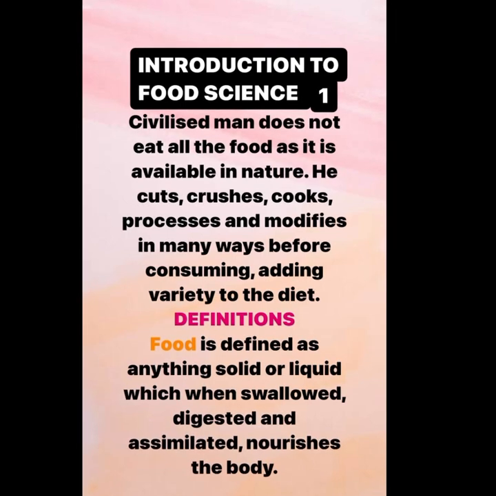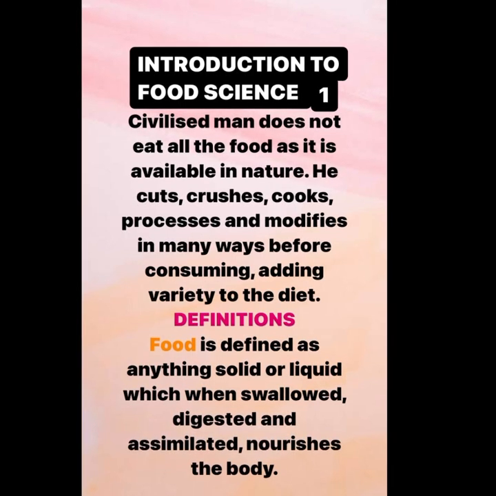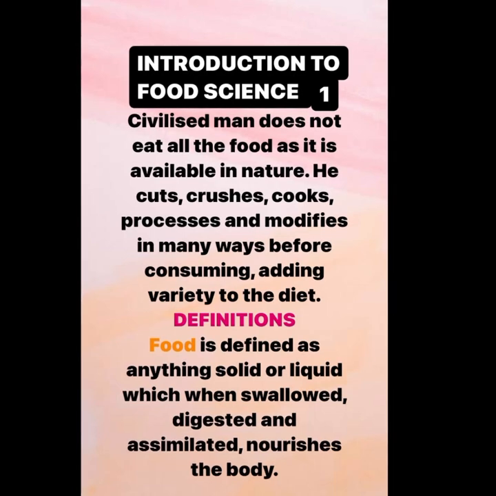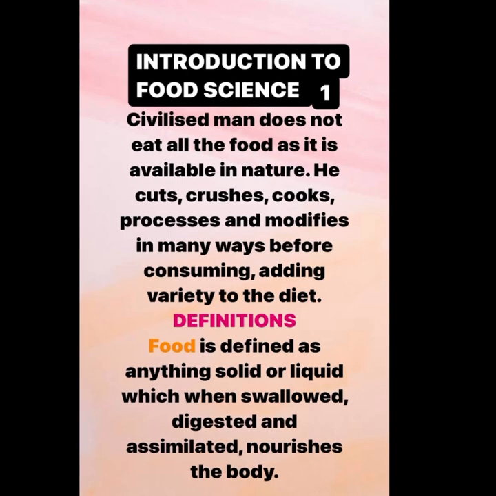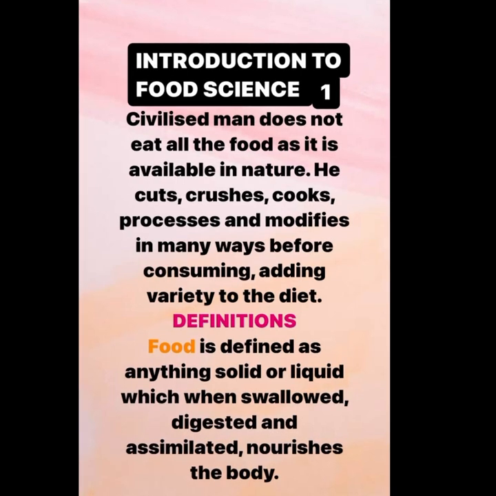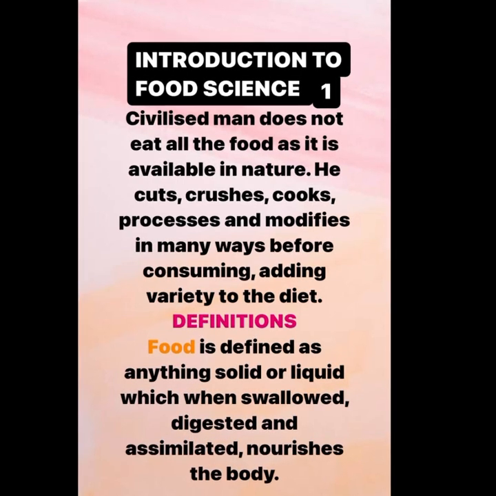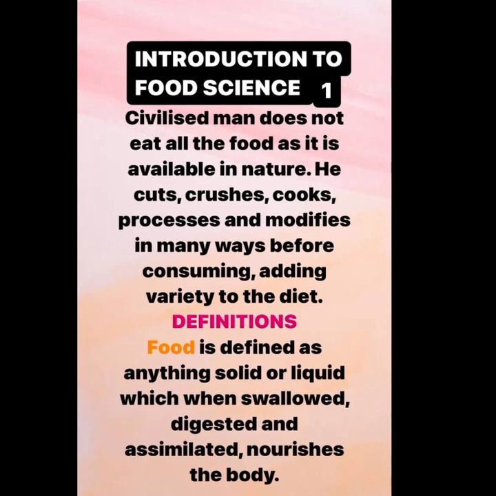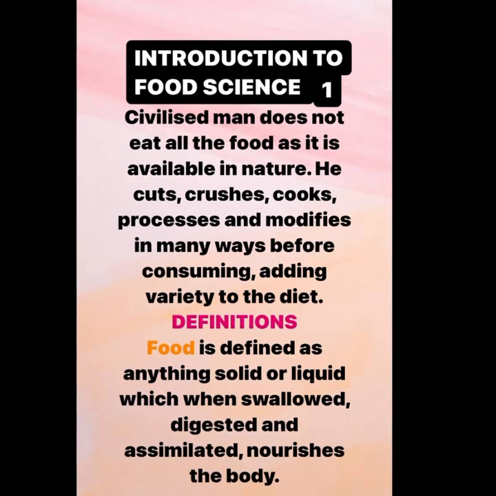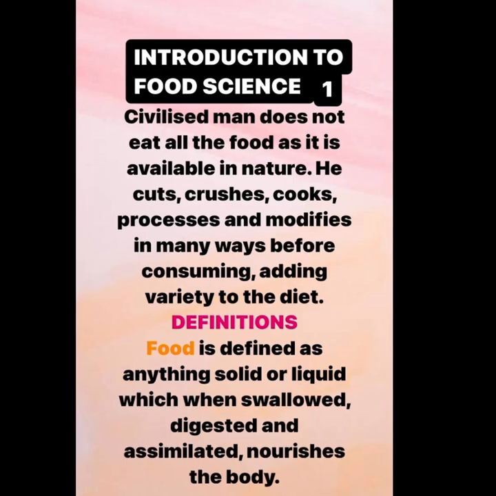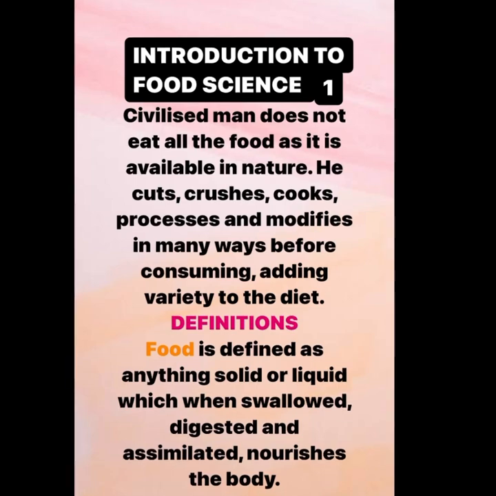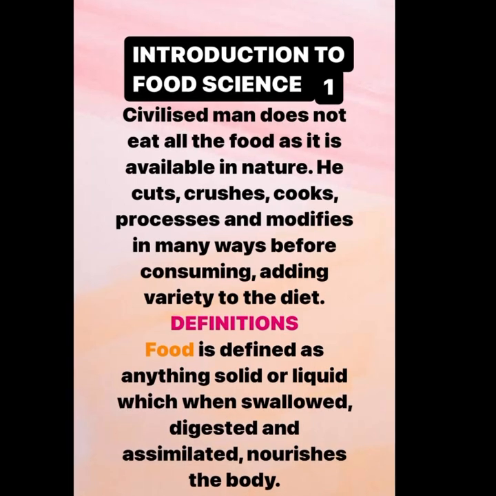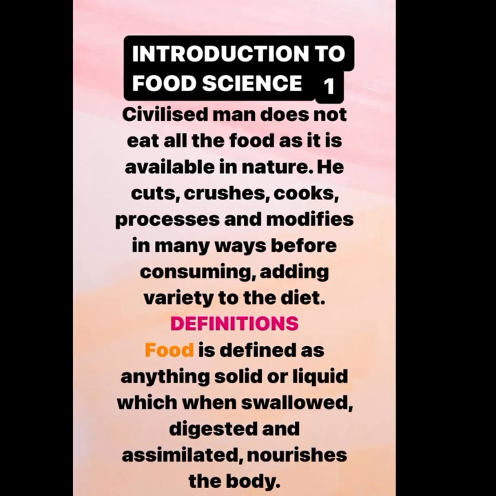Civilized man does not eat all the food as it is available in nature. He cuts, crushes, cooks, processes, and modifies in many ways before consuming it. Like what it is saying, civilized man, like developed. We are right now developing. Like before, Stone Age man used to eat directly raw vegetables and fruits. They didn't know how to cook, but now we are civilized. We know how to cook properly and eat.